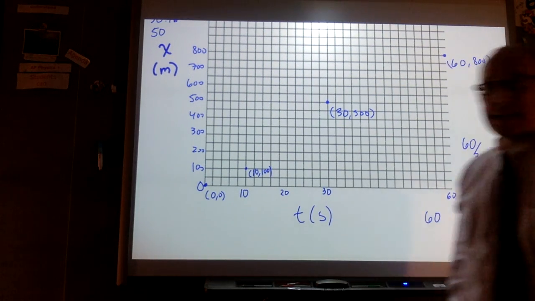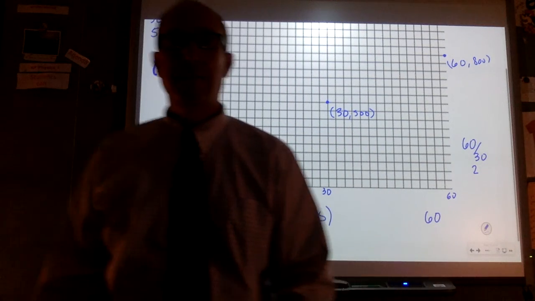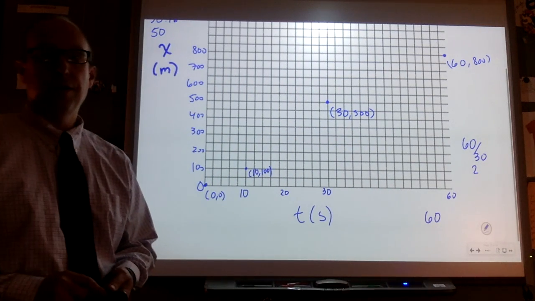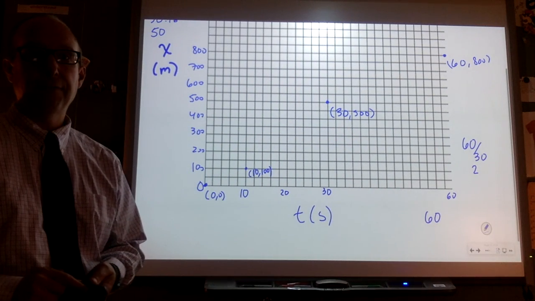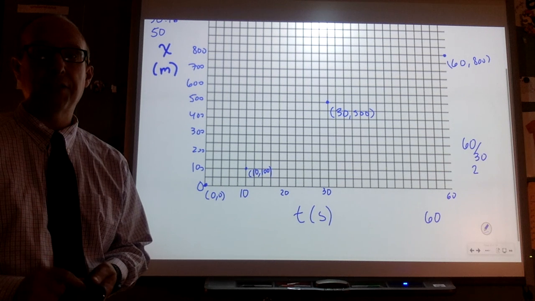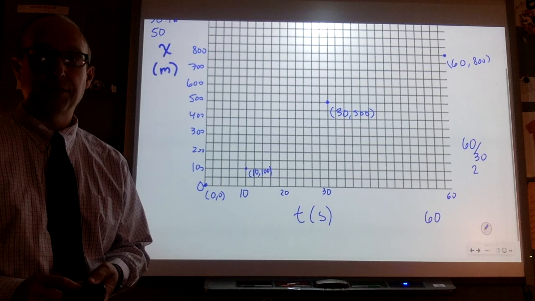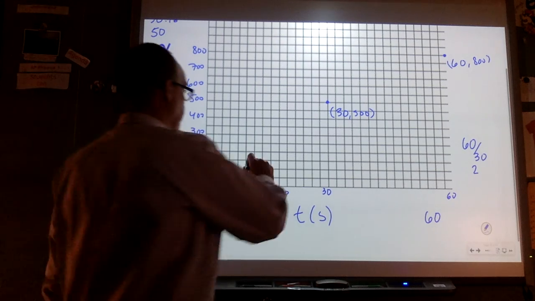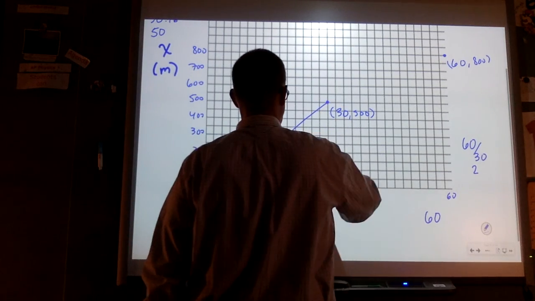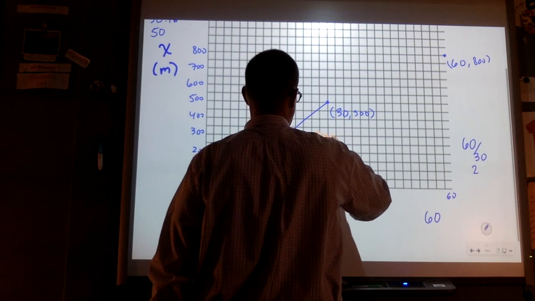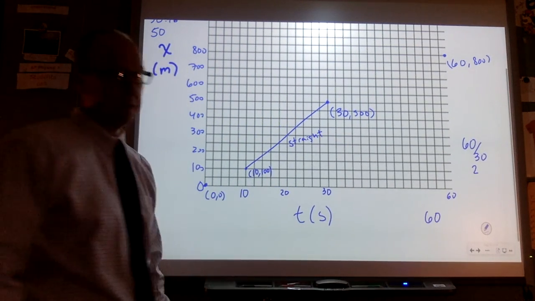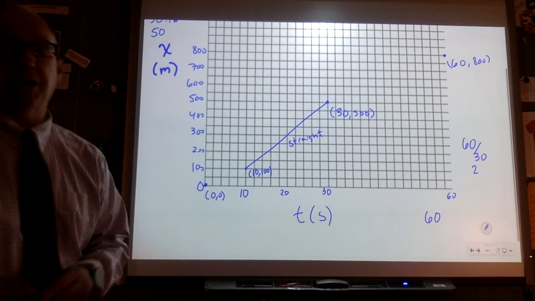So how do I connect these? What should it look like? On a distance time graph, if it's constant velocity, it's a straight line. Do we have constant velocity for any of these segments? We did, the middle one. So this should be straight. The other two have acceleration, so they should be curved.